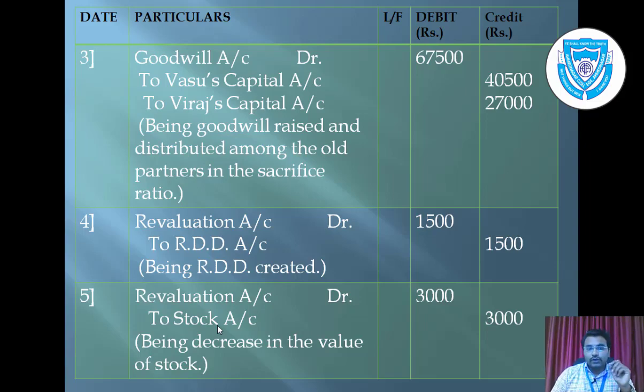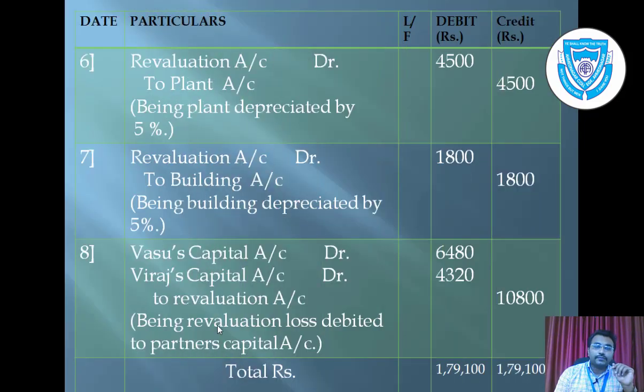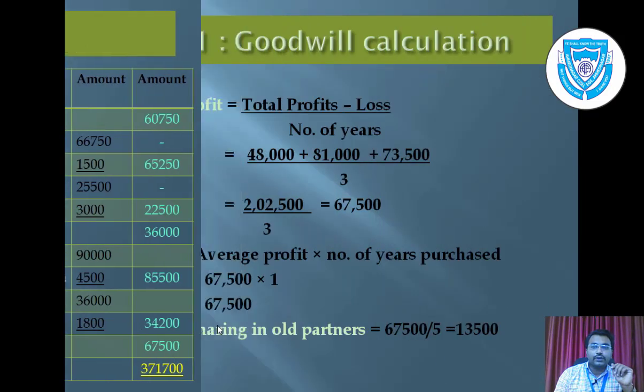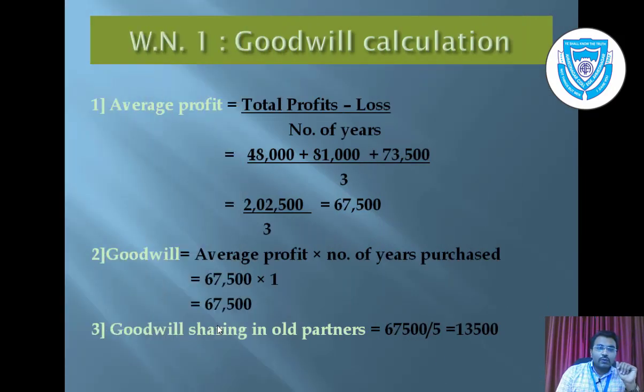Here in the problem, the goodwill amount is not given. It is given that you have to calculate it. So we will see the first calculation in the working note slide. See working note, first goodwill calculation.